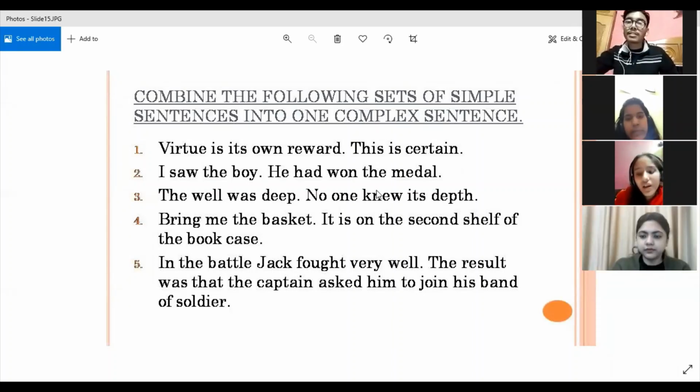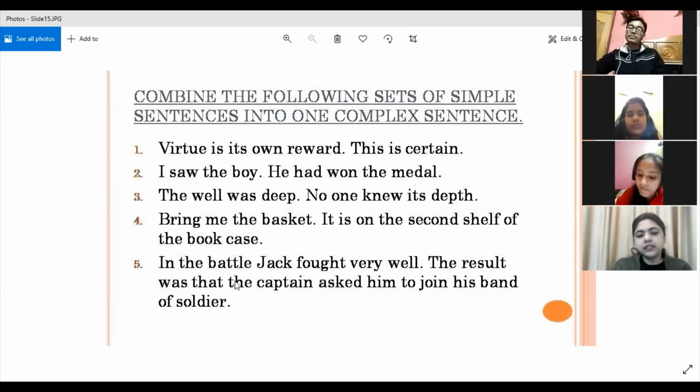Ma'am, can we write like this as well? Jack fought very well, for which the captain asked him to join his band of soldiers. No, here for is acting as a preposition. Okay, not a conjunction.